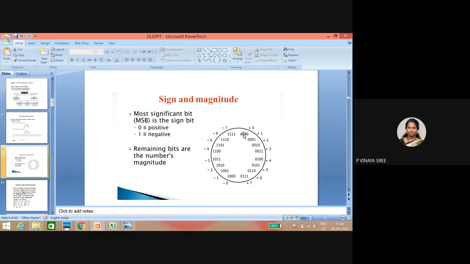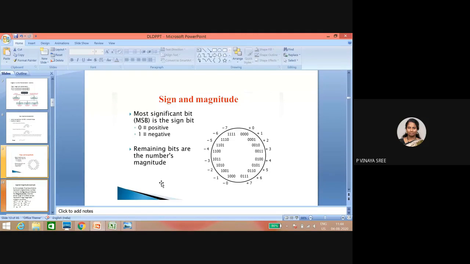Remaining 3: 000 is 0, 001 is 1, 010 is 2, like that it is represented. So this 0000 indicates it is a positive 0, and 1000 indicates it is a negative 0. So two combinations for 0 is not a good idea. That is a problem in this signed magnitude representation.